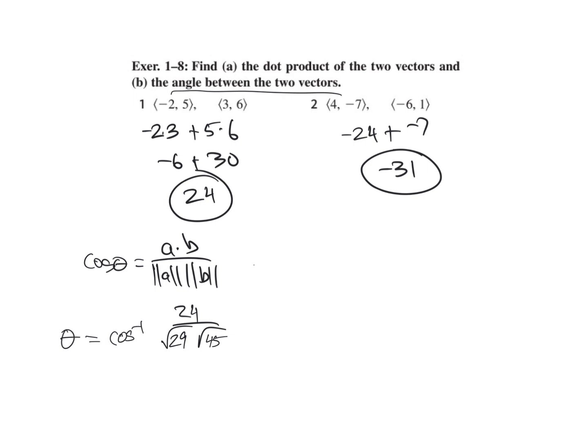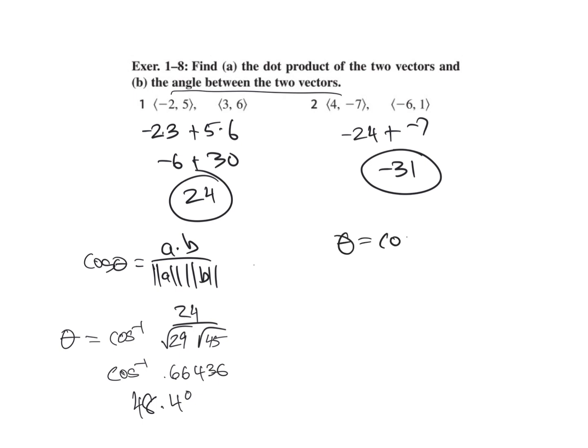So 24 divided by the square root of 29 times 45. You can put those together. Okay, and we get 0.66436. So the arc cosine of that answer gives us 48.4 degrees.